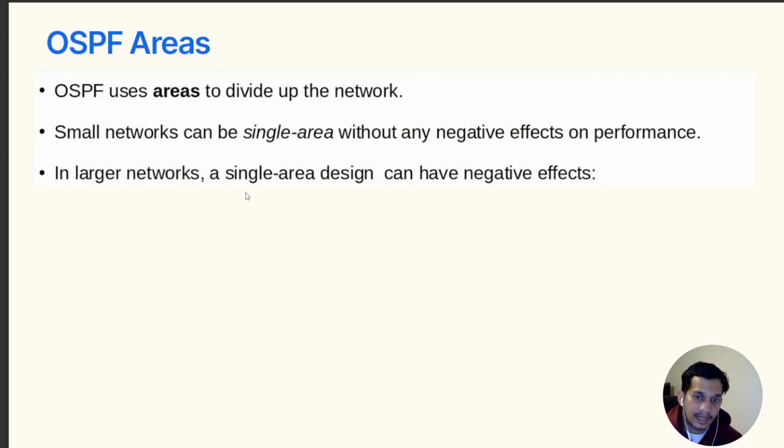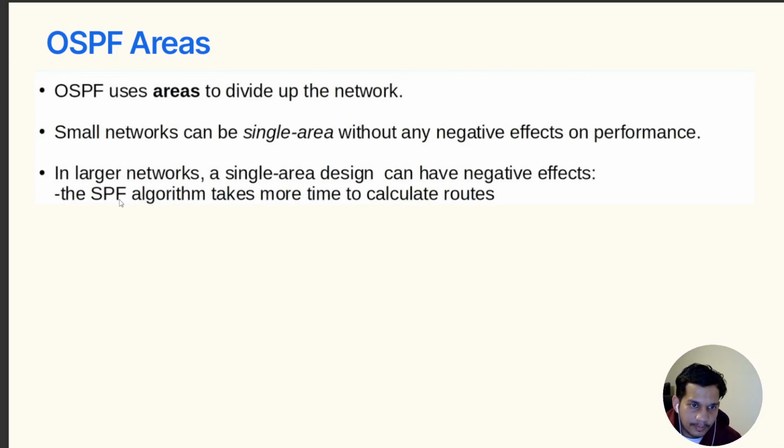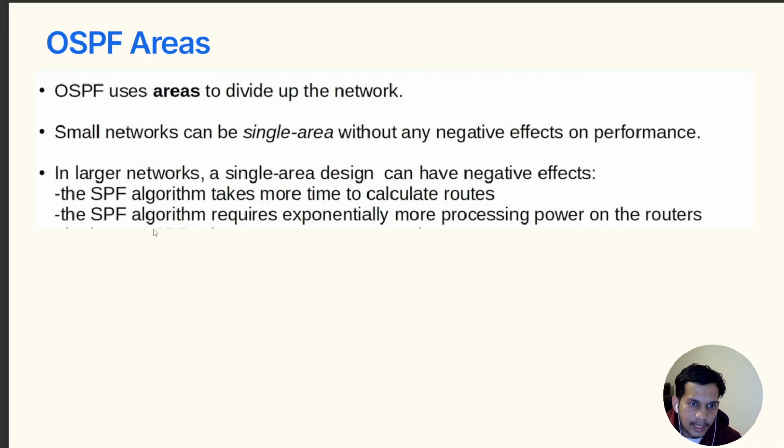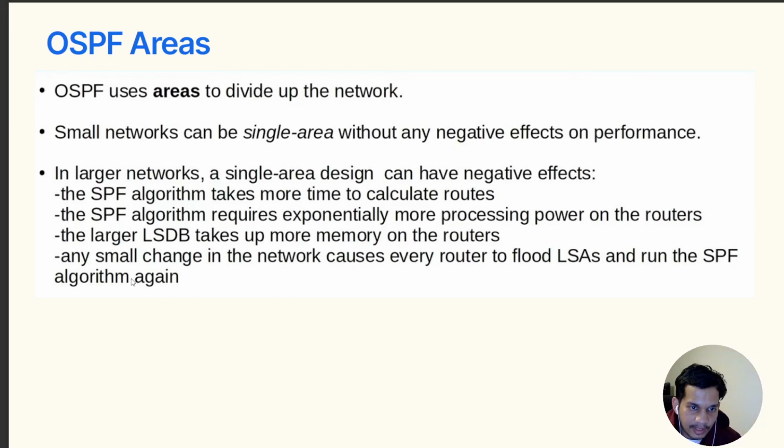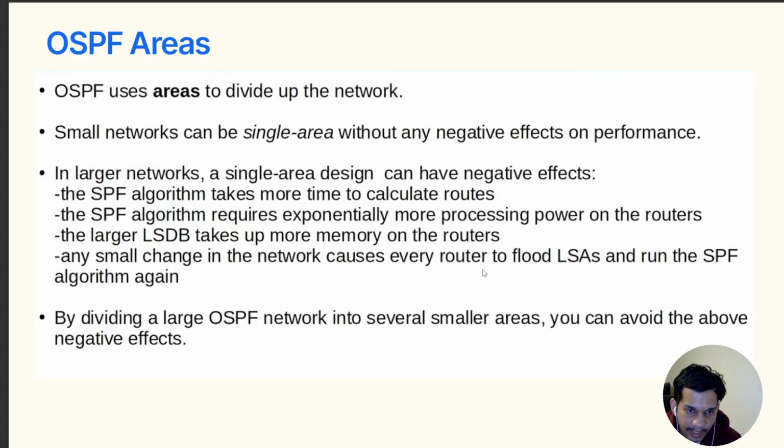In large networks, a single area can have negative effects. So what are these negative effects? The SPF algorithm, shortest path first algorithm, takes more time to calculate routes, and requires exponentially more processing power on the routers. A larger LSDB takes more memory on the routers, and any small change in the network can cause routers to flood LSAs and run the SPF algorithm again, and spreading the LSAs to all the routers in the larger network can take more time.